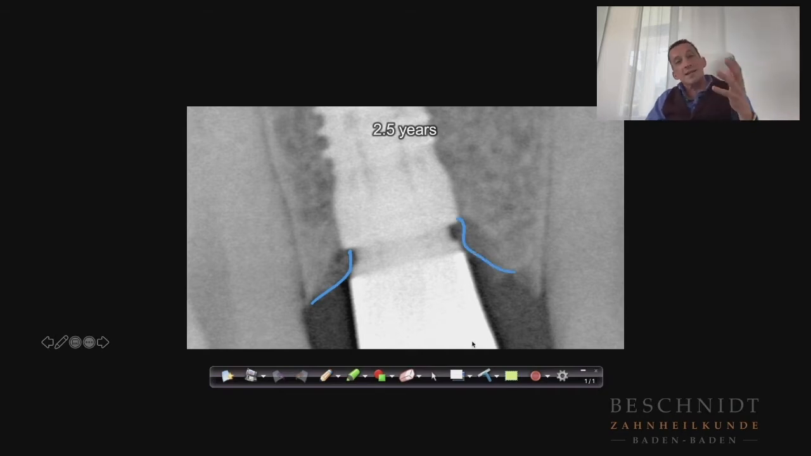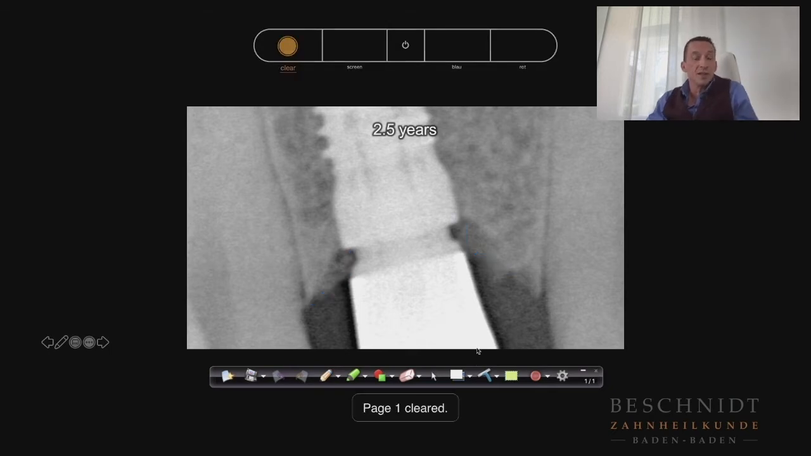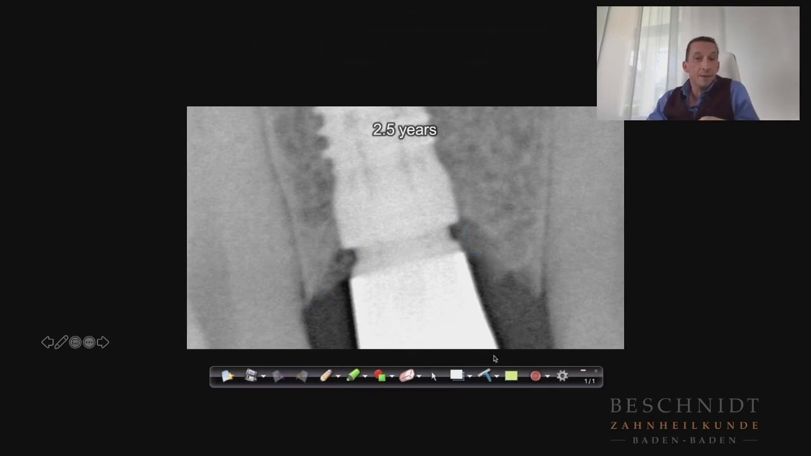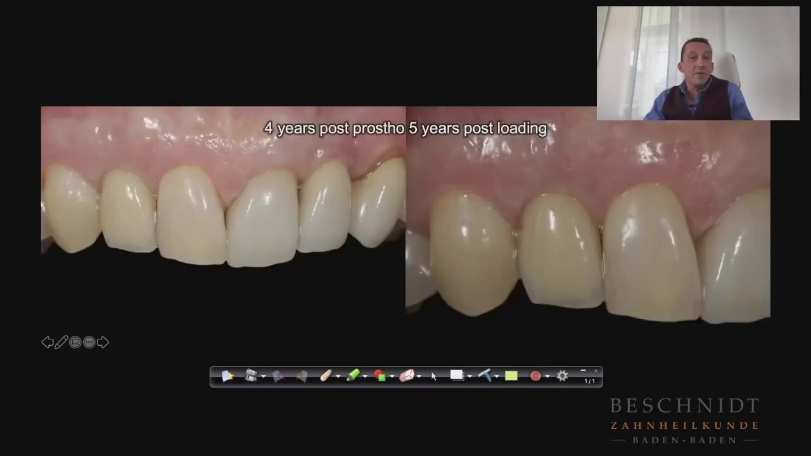So the question is, is this bone? We don't know. We only know this is a hard tissue which stays stable around the implant shoulder and keeps the soft tissue around the crown. So this is the 4-year post-prosthetic and the 5-year loading result. And I think we ended up with a nice aesthetic appearance.